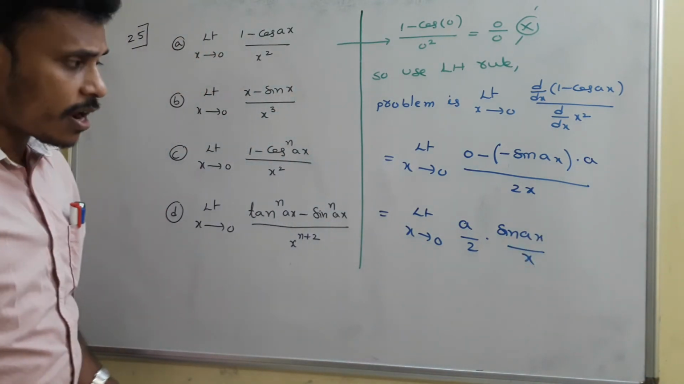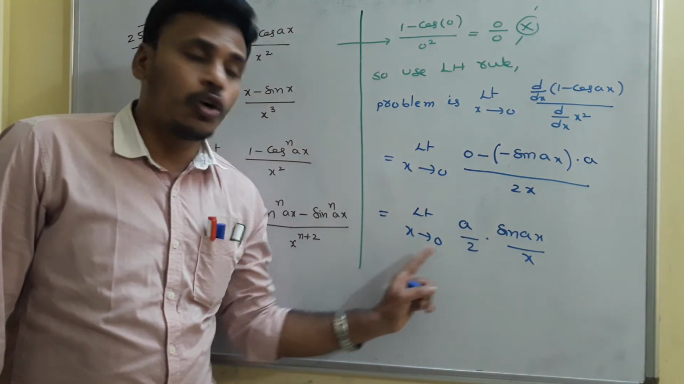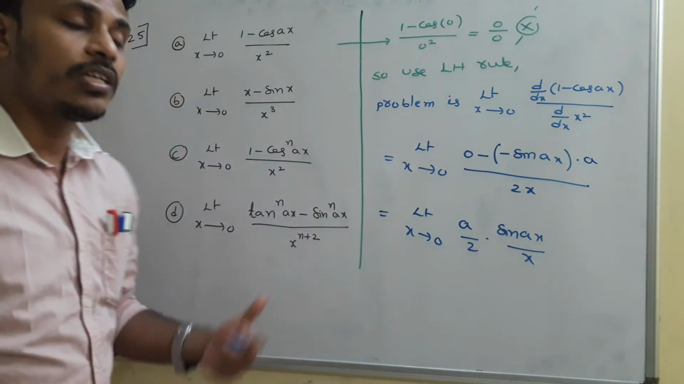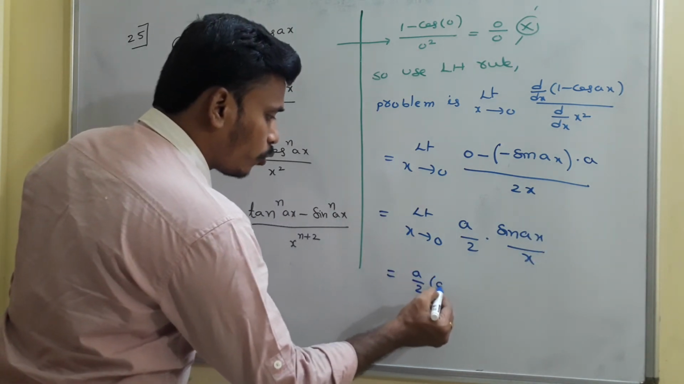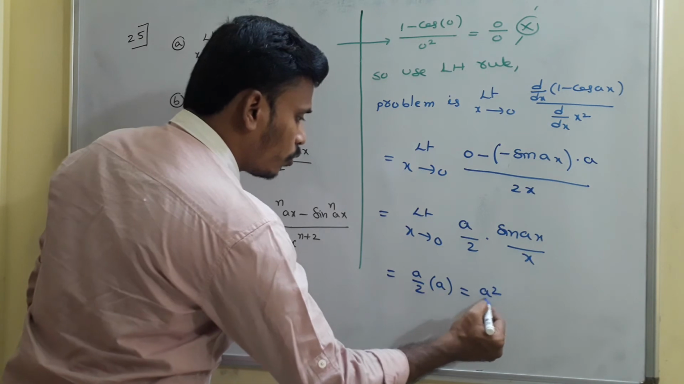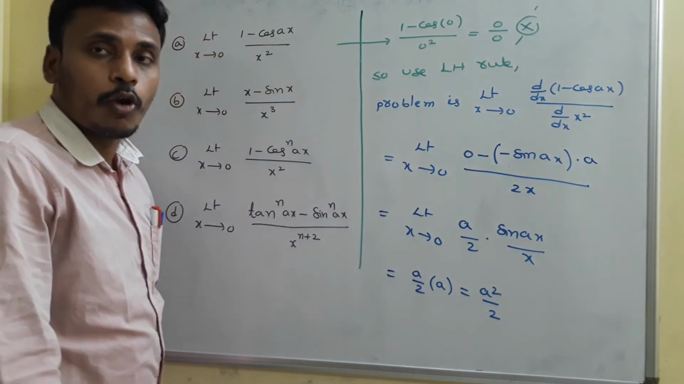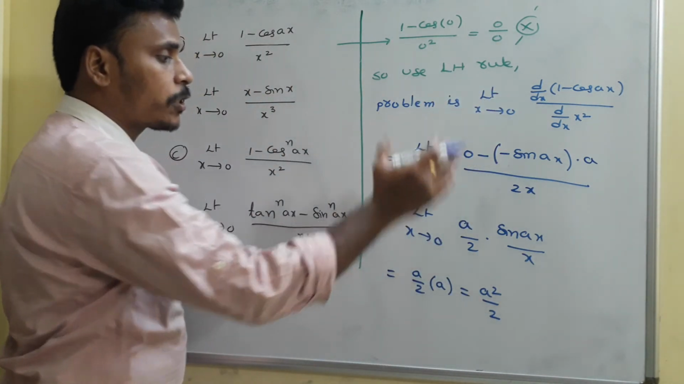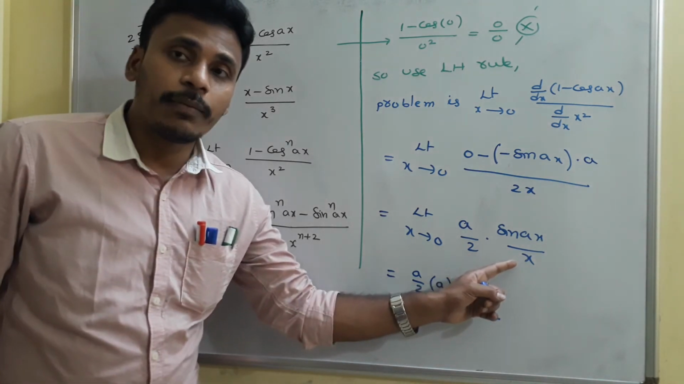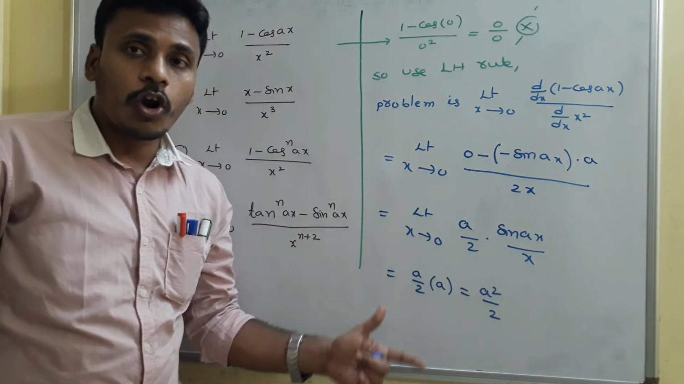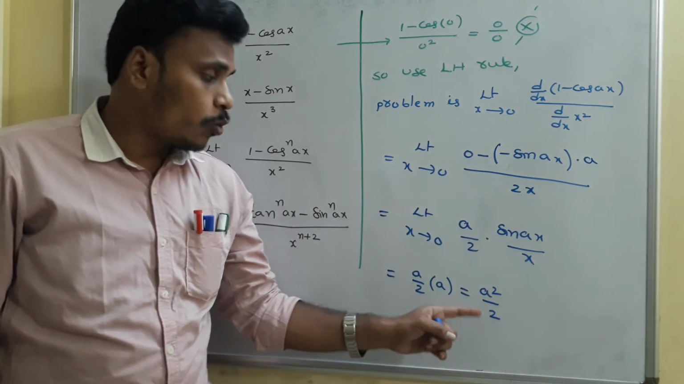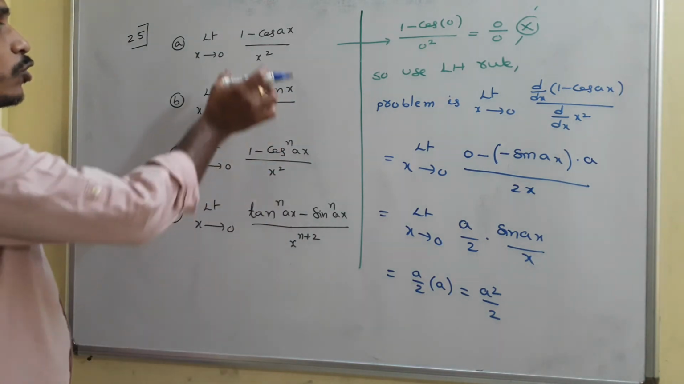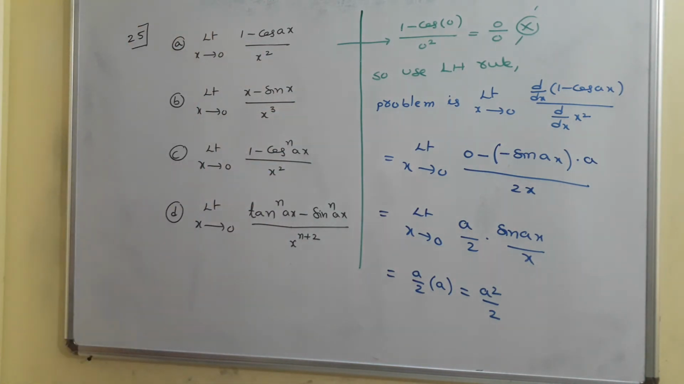Just have a look. Already we know limit x tends to 0, sin ax by x value is a, just like sin kx by x. So this is equal to a by 2 into a, and that is equal to a square by 2. There ends the problem. After one step of L'Hospital rule, I am using the standard limit value, which is a. If you are not interested to use the standard limit, use L'Hospital rule a second time. You will get the same answer. So limit x tends to 0, 1 minus cos ax by x square value is a square by 2.